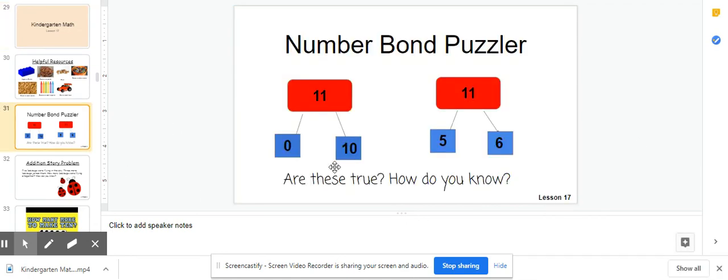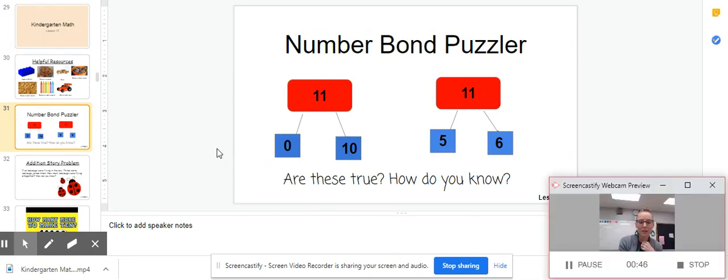All right, so we've got a fun game right now. It is the number bond puzzler. And we have a number bond. Now, a number bond is just a tool that breaks down two small parts of a bigger number. 11 is our bigger number, and then it breaks down what two numbers make the number 11. Our question today is, are these number bonds true or are they not true? And how do we know?